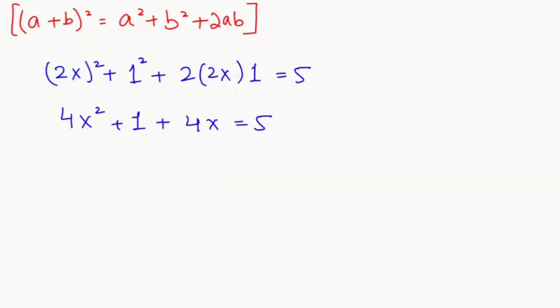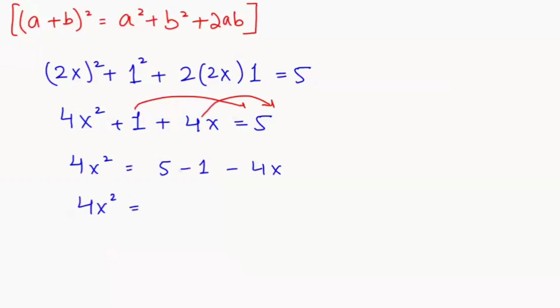Next, I am going to take this positive 1 to the left hand side and this positive 4x to the left hand side. So the next expression we get is 4x squared is equal to 5 minus 1 minus 4x. And this will turn to 4x squared is equal to 4 minus 4x. Here, now I am going to take the common factor of 4, and 1 minus x is remaining.